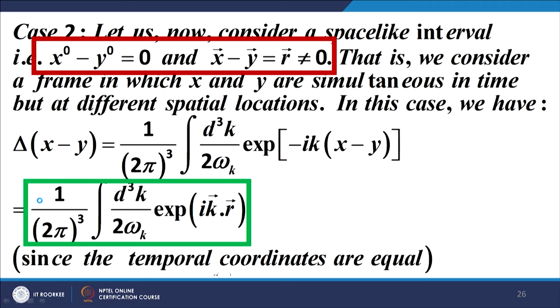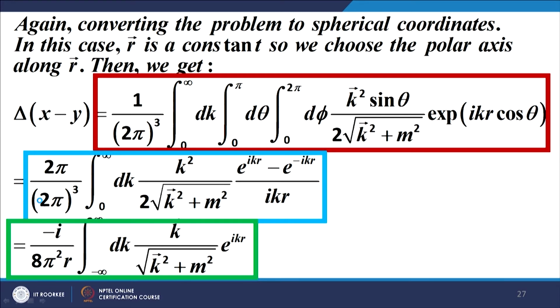Now, in this case, when we simplify our expression, because the time component is the same, the time components go out of reckoning, and what we are left with is the space components which are captured by the expression given in the green box at the bottom of your slide. Now, again we convert our problem to spherical coordinates, and because r is constant here, we can choose the polar axis along r, and when we do the integration over phi, we get a factor of 2 pi in the numerator.